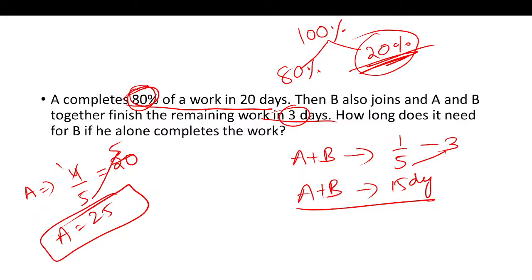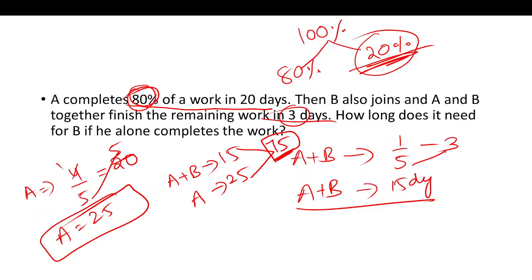Okay. A and B can complete the work in 15 days. A and B can complete the total work in how many days? 15 days. A alone can complete the work in how many days? 25 days. And what is the total work? LCM. What is the LCM? 25, 50, 75 is the LCM. Total work is 75.